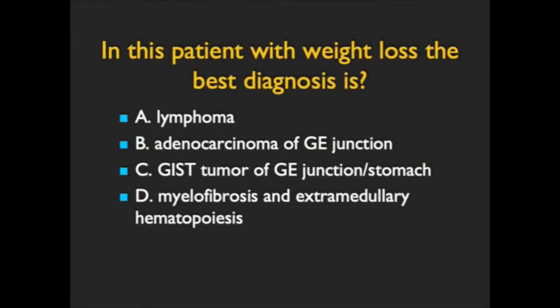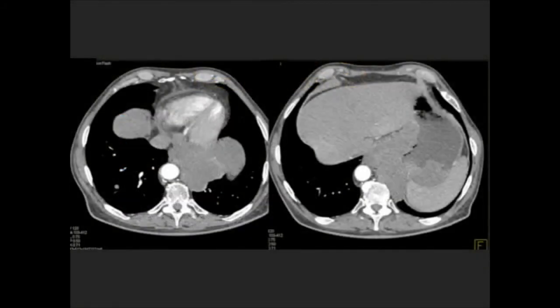Patient with weight loss, what's the best diagnosis? You see a large mass involving the lower esophagus and GE junction and gastric fundus. If I only showed you the image on the right, you would say gastric cancer, maybe lymphoma, perhaps a GIST tumor. Image on the left, esophageal cancer, very bulky, maybe lymphoma, something growing up from below or coming down.